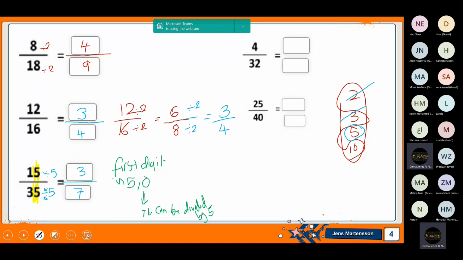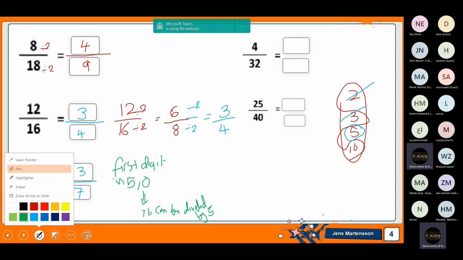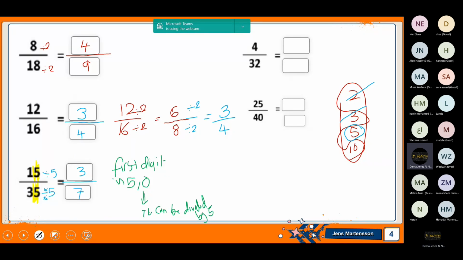Now let's go to 25 over 40. Who wants to answer it now? Gilan, 25 over 40. Can 25 and 40 be divided by 2?